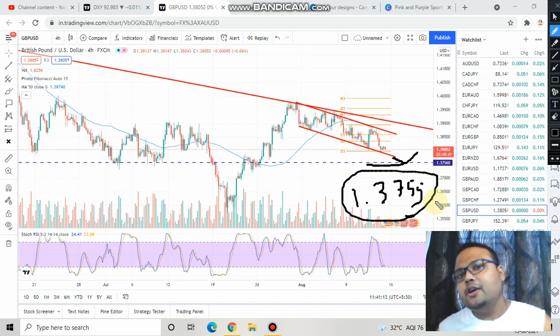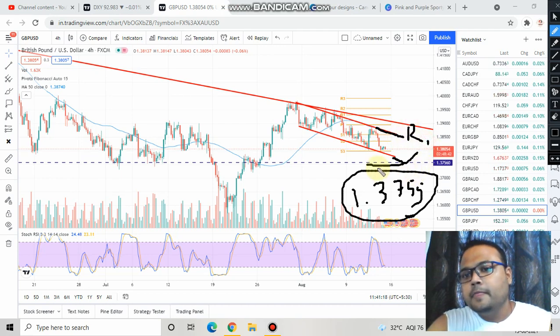So your first trading opportunity on GBPUSD chart is shorting the market at R1 and going for a buy at this weekly support level. So these are the two trading opportunities on GBPUSD chart right now.